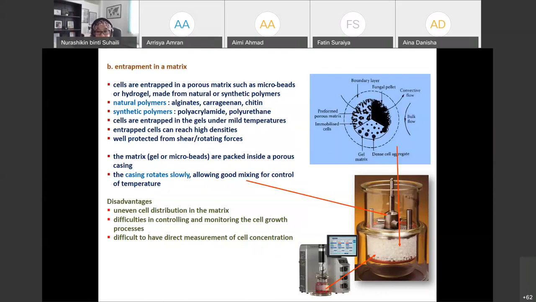Based on the absorbance. For the animal cells, it's a bit tricky because now you imagine the cells are inside the matrix, and in order to know whether they are growing or not, you have to take out the matrix, right? I'm not really sure of the exact method for measuring animal cells because it's really different from microorganisms. But basically, you have to take out the matrix and do the analysis on the cells inside the matrix. So it's a bit tricky to have direct measurement of the cell culture. Okay. So that is the entrapment. I'm just discussing how the cells are entrapped in a matrix, and this is the bioreactor for animal cell cultures.